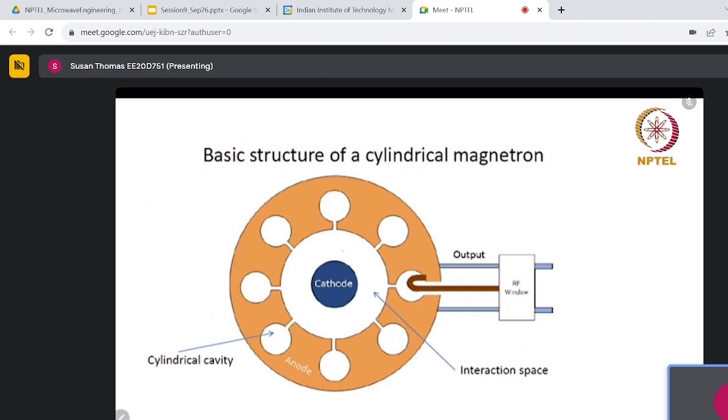Okay. So as you know, this is anode and cathode. The two electrodes are like concentric circles. And you have the cylindrical cavity. So basically, this has a radial electric field and axial magnetic field. Okay.